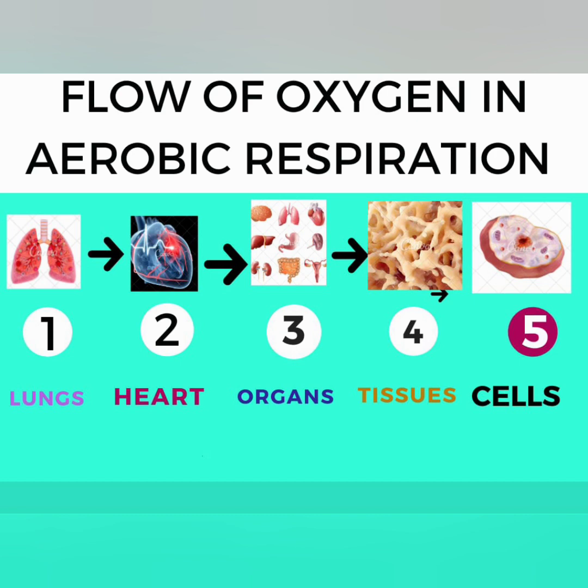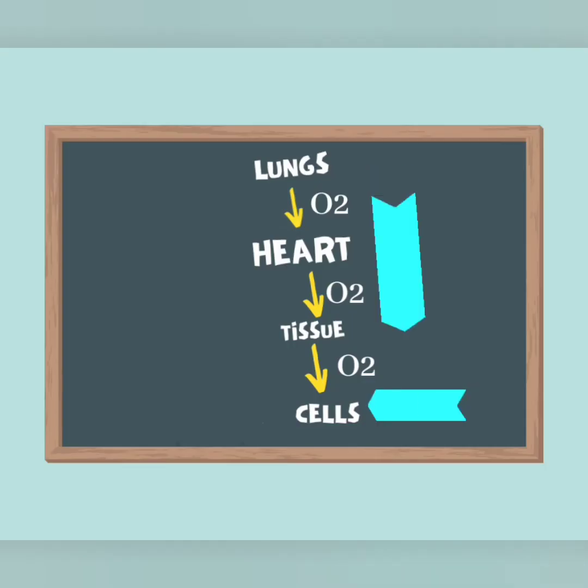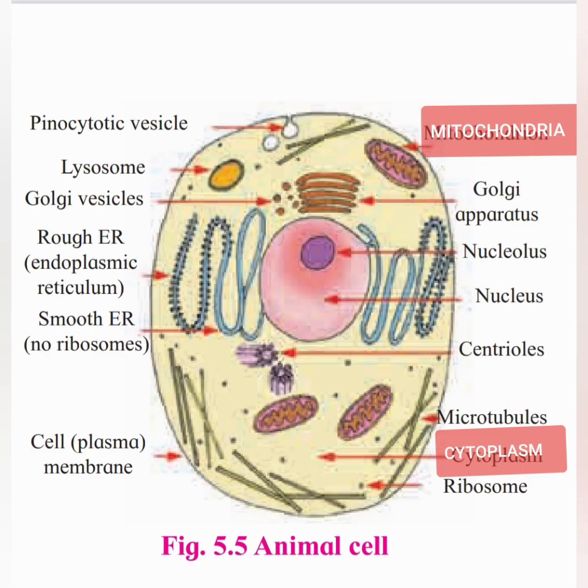This picture shows the flow of oxygen in aerobic respiration. The oxygen that we inhale comes into the lungs, from the lungs the heart pumps it to different organs, and then it enters the tissues, and from tissues to cells. Now this oxygen combines with the nutrients that come into the cell by the process of digestion. This is an animal cell, and the cytoplasm and mitochondria of the animal cell take part in cellular respiration.